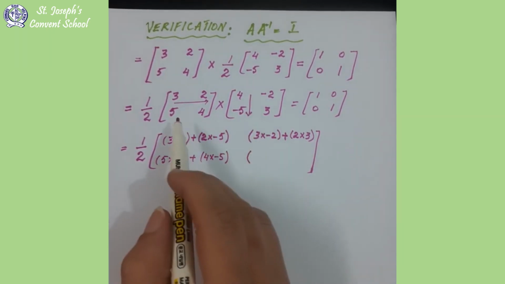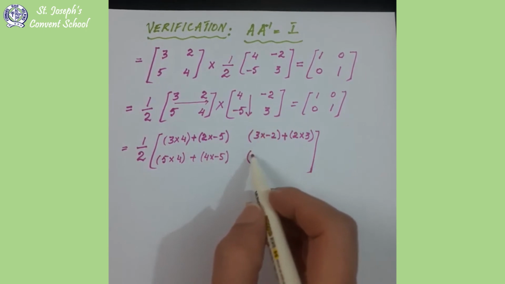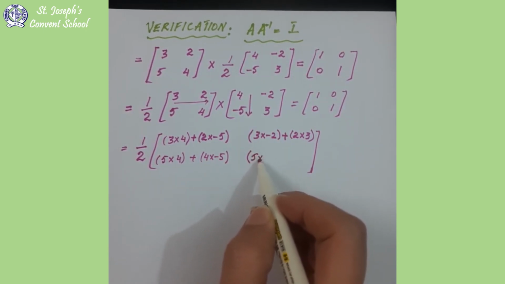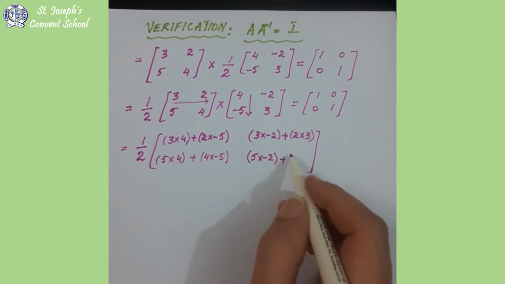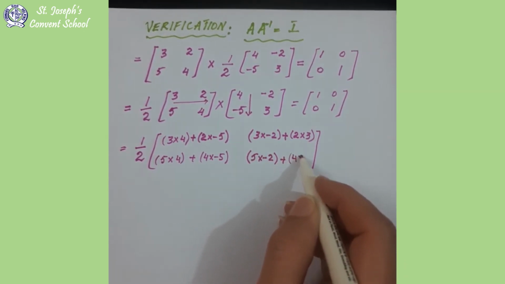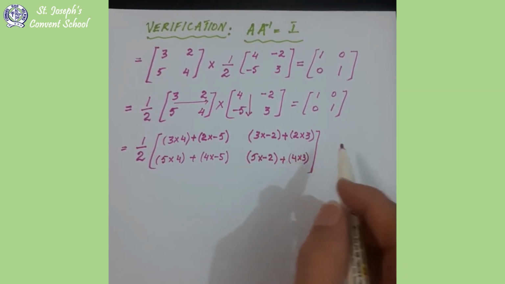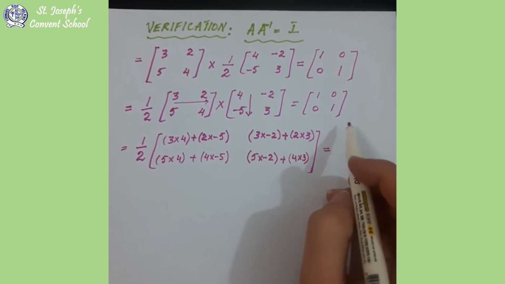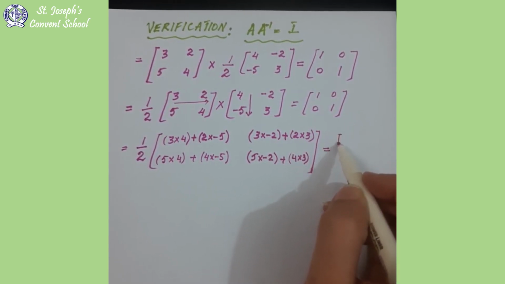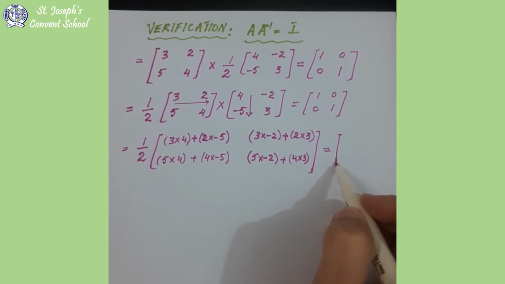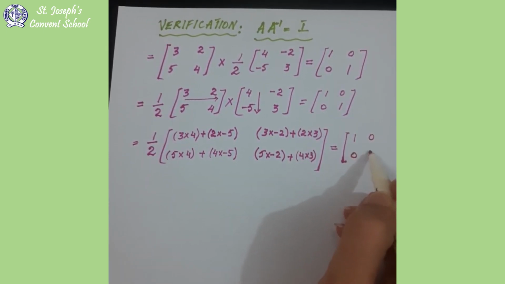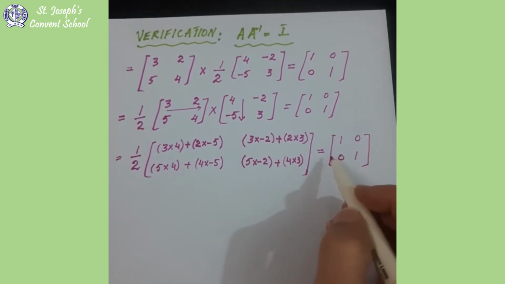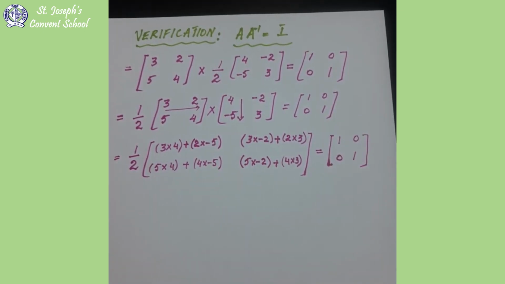Second row with second column: 5 into minus 2 plus 4 into 3. This is equal to the unit matrix. It is the same. Okay, 1, 0, 0, 1. Matrix is same.